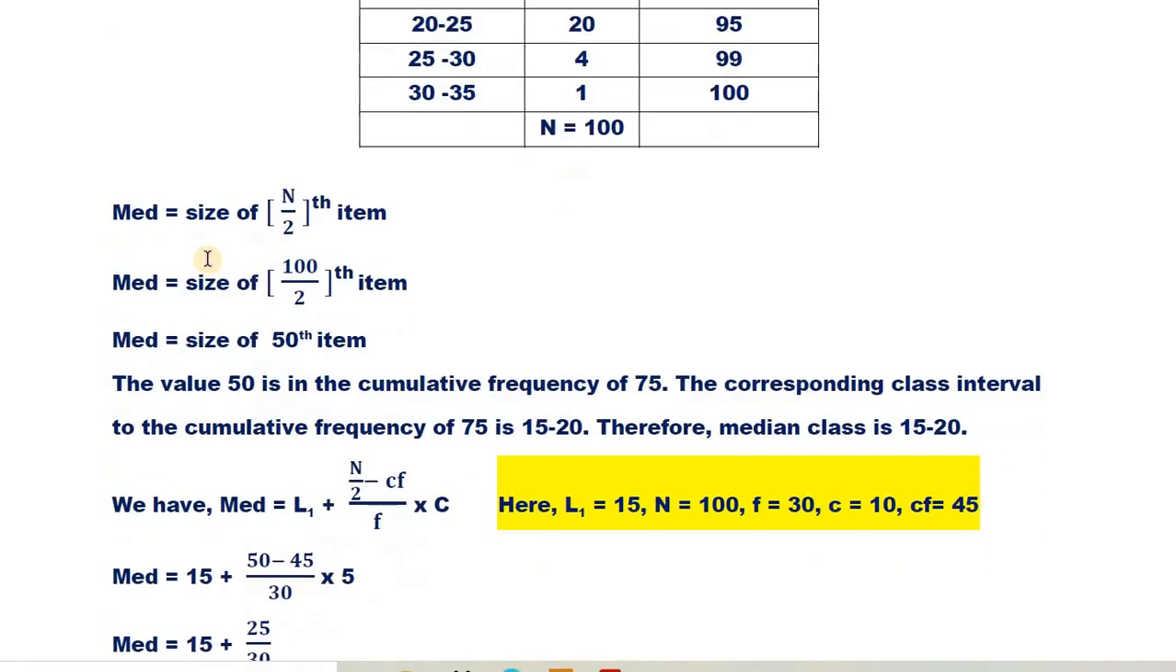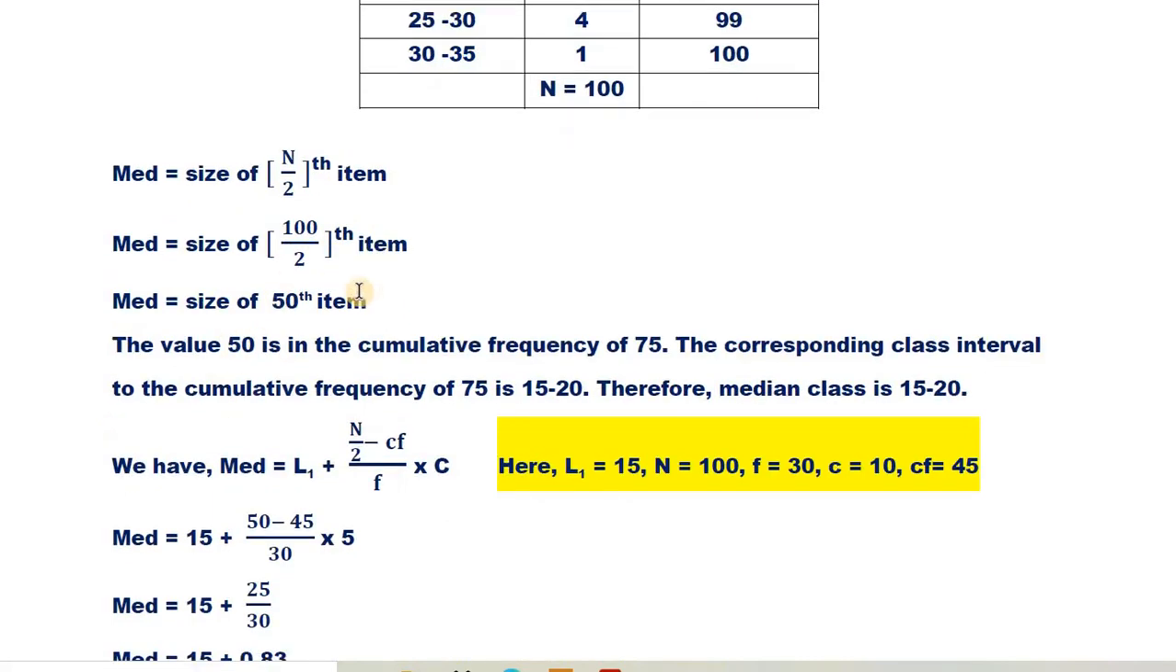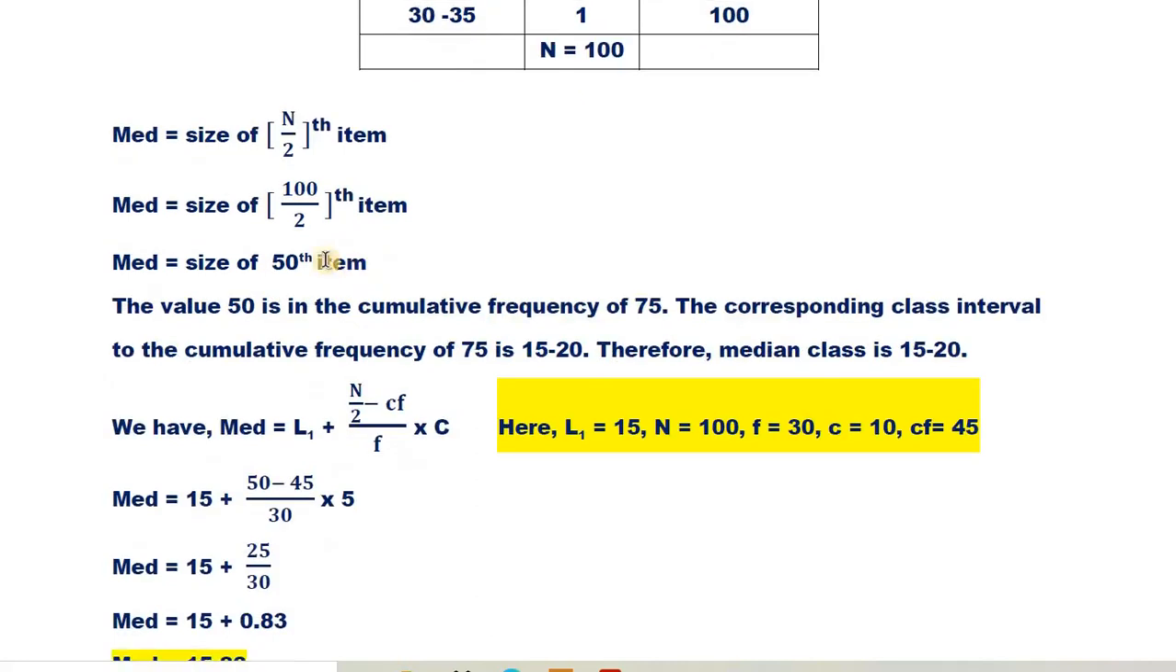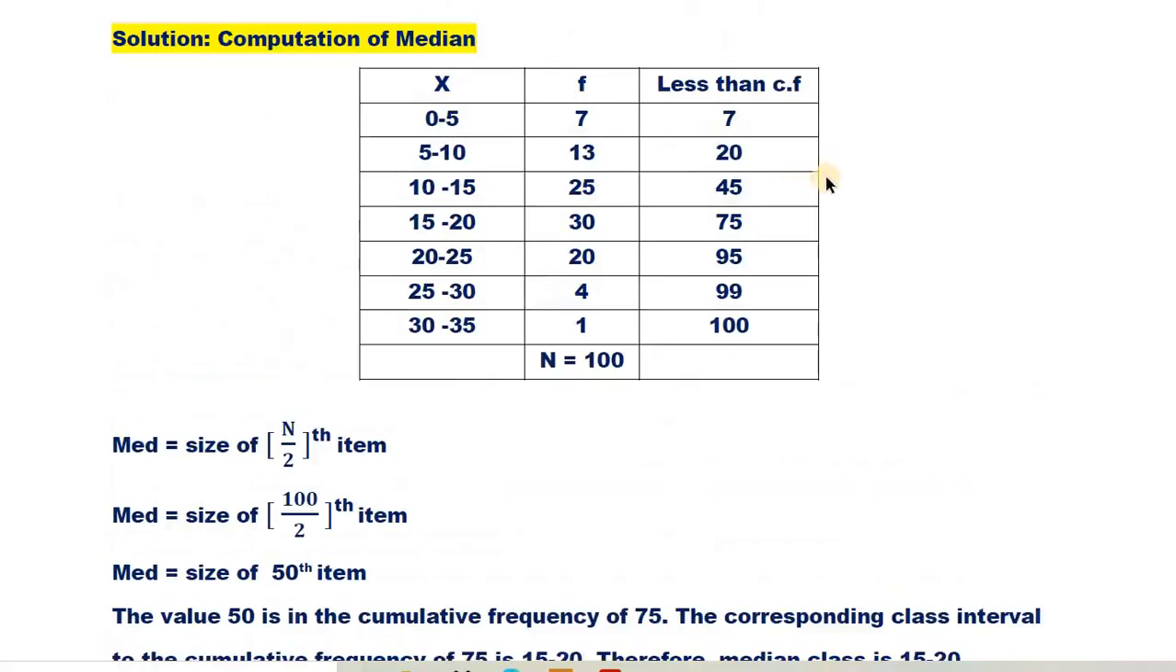And now we have to find out the size of median with the help of the formula n divided by 2th item. N here is 100, divided by 2, you get the 50th item as the size of median. And now this 50 you have to see in the cumulative frequency column to find out the median class.